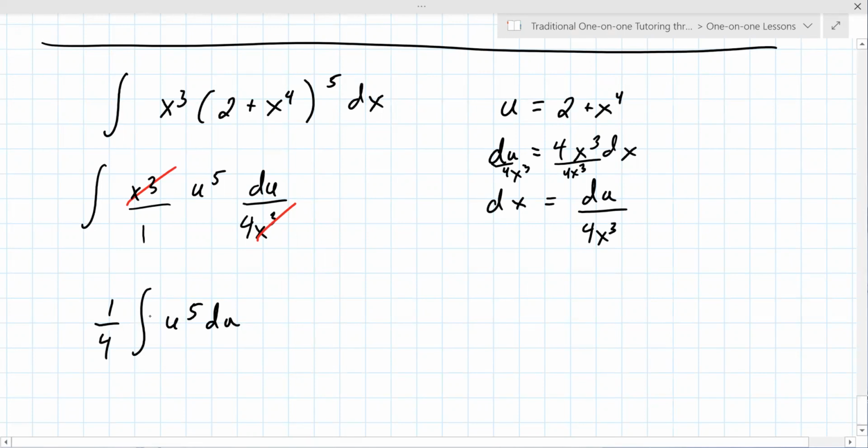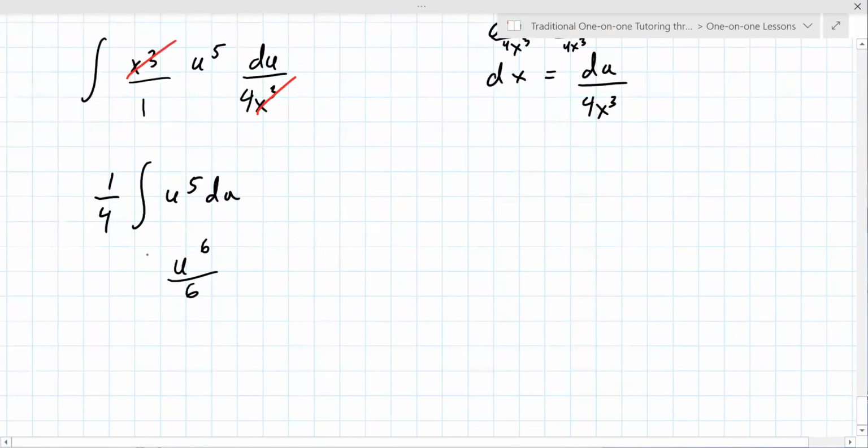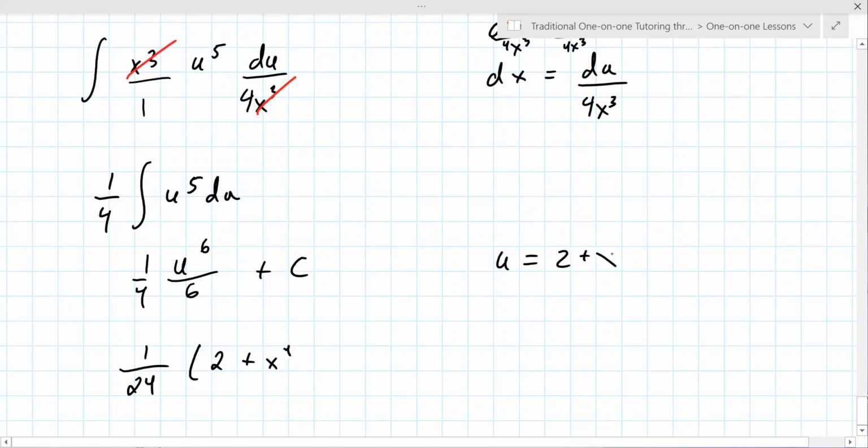What is the integral of u to the 5th? It's u to the 6th over 6, with the 1/4 out in front, plus c. This just becomes 1 over 24, times your u, which was 2 plus x to the 4th, to the 6th power, plus c. That's it? Yeah, that's it, but there's a lot that went into that. You ready for another? Yes.